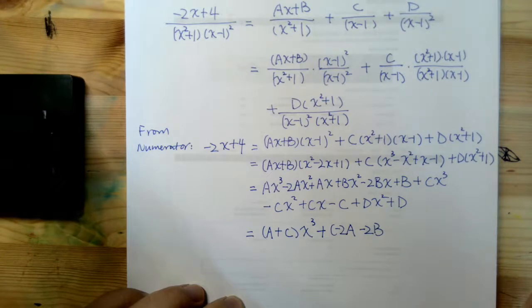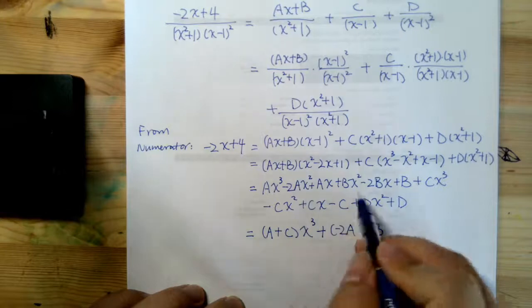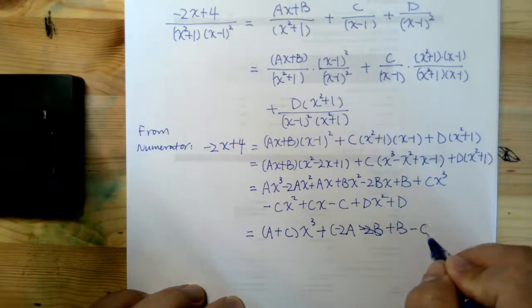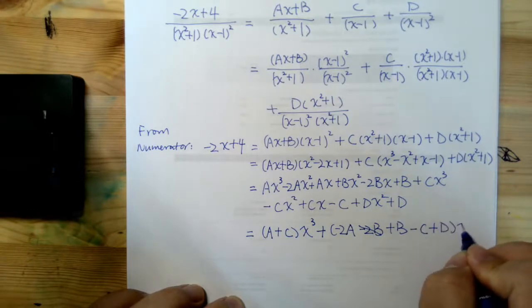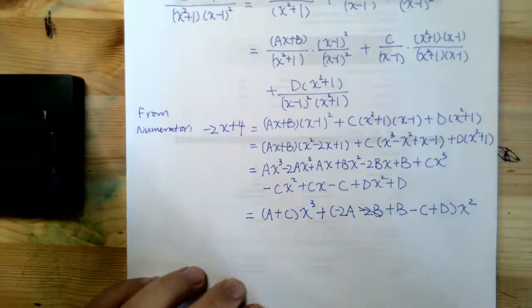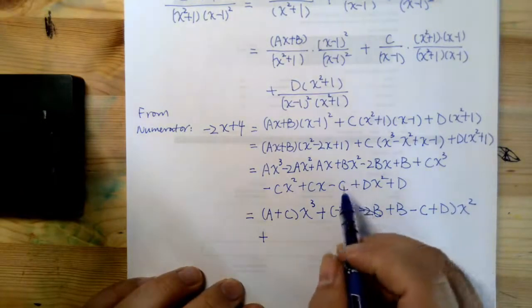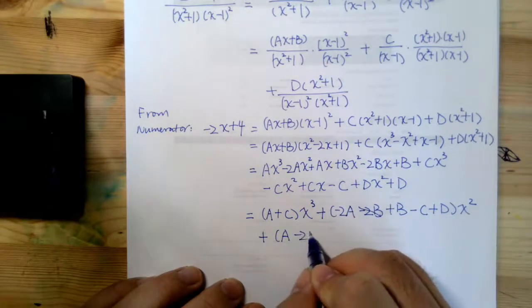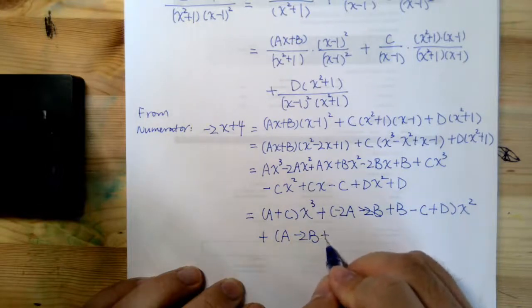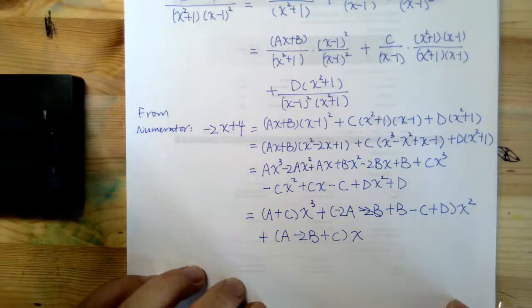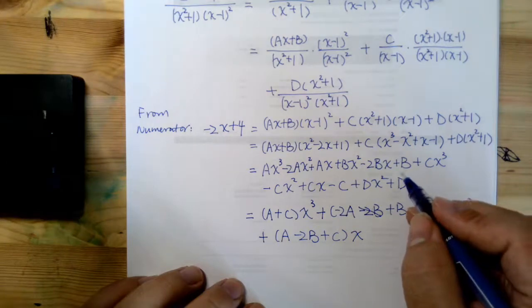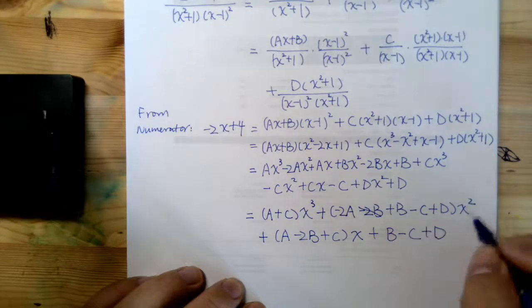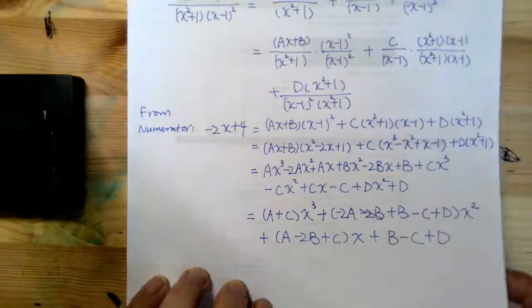And hold on, let's see. Negative 2a actually is a plus b, right? And then minus c plus d, then it's x squared, okay? And then plus, let's see, the terms involving x, which is a, right? Minus 2b, and then plus c times x. Okay. And then, of course, the constant is b minus c plus d. So that's what we have.